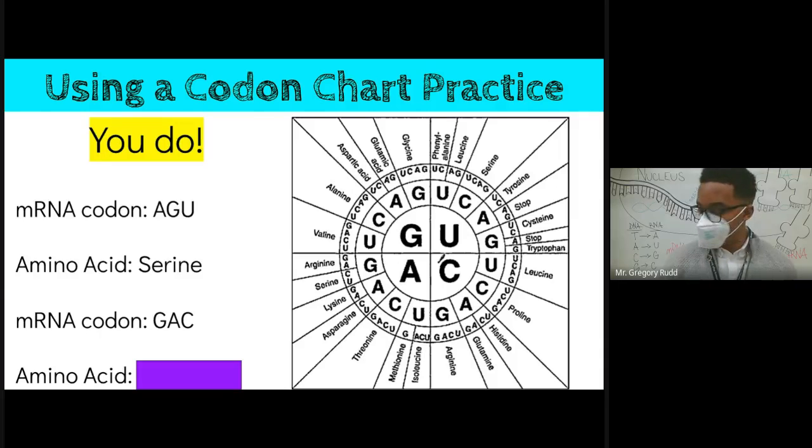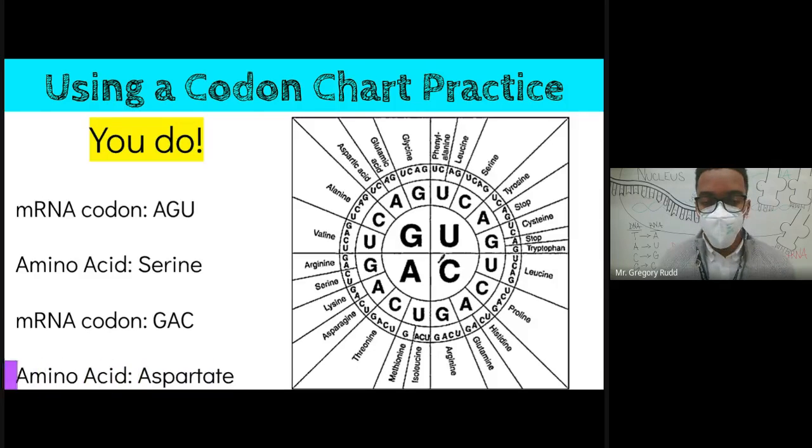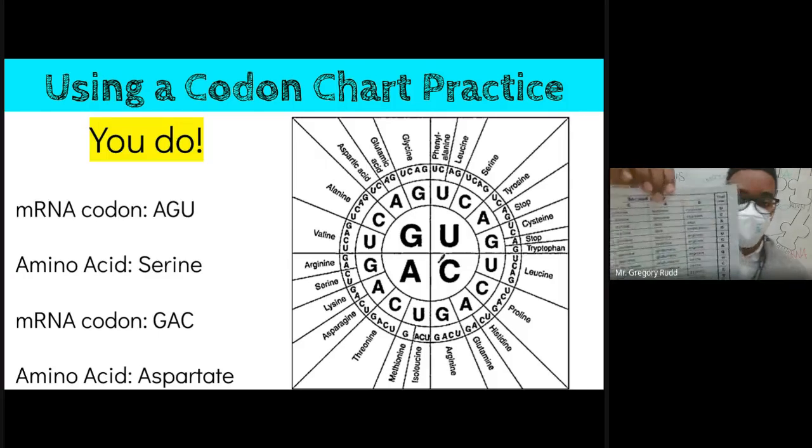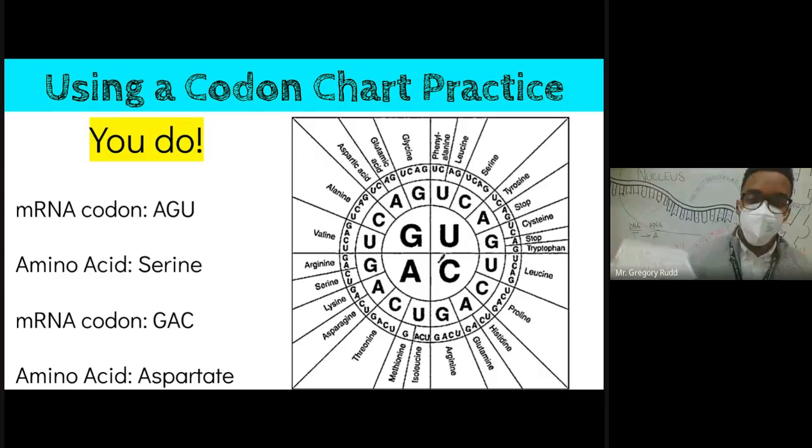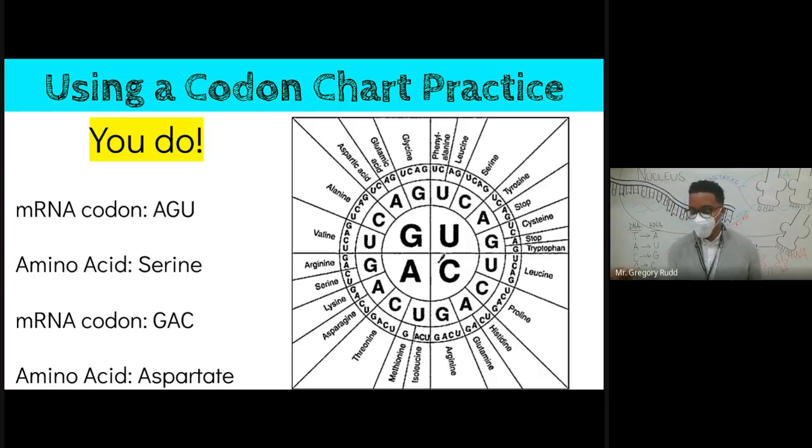C is the last letter. Wonderful. And see, guys, you get the same answer whichever one you prefer. So whichever one you're more comfortable using, I'm cool with. In this case, Ayana chose to use the more table-like codon chart, and we had the codon GAC.